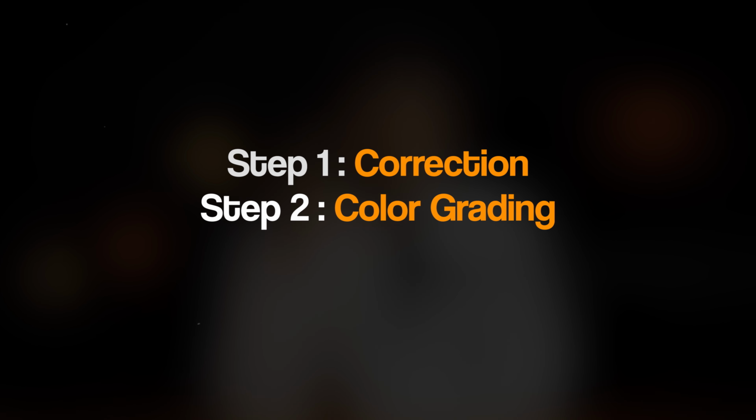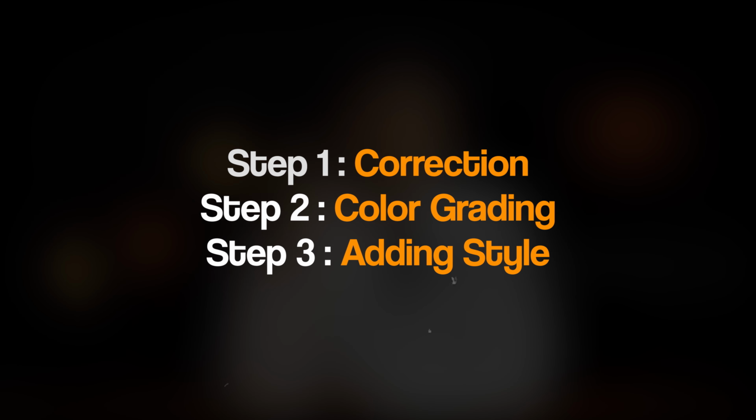Let's get the boring theory part out of the way. We're gonna be splitting it up into 3 important steps. Step 1 is gonna be correction. Step 2 is gonna be your color grading. And step 3 is gonna be adding style, or stylizing your photos to look a specific kind of way.